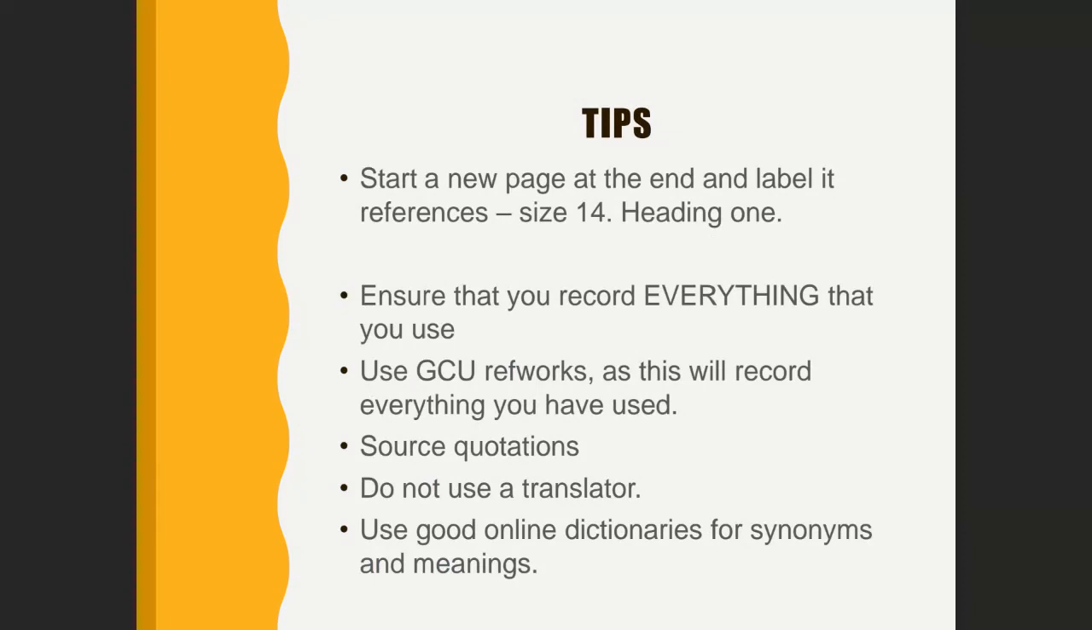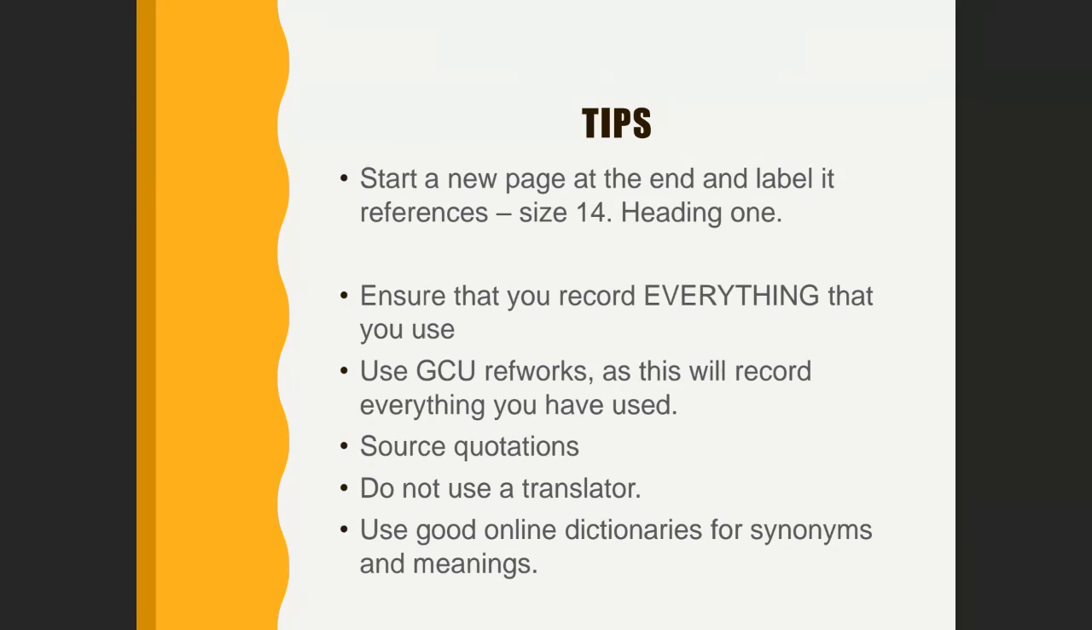Tips: start a new page at the end. What I mean is add on a page at the end and label it references, size 14, heading 1. So go to Microsoft Word, like I said, get references or bibliography and save it as heading 1. Ensure that you record everything that you use. Use GCU RefWorks, so this will record everything you have used. Source quotations, meaning whenever you use a quotation, make sure that the quotation is within your text and it's also at the end.